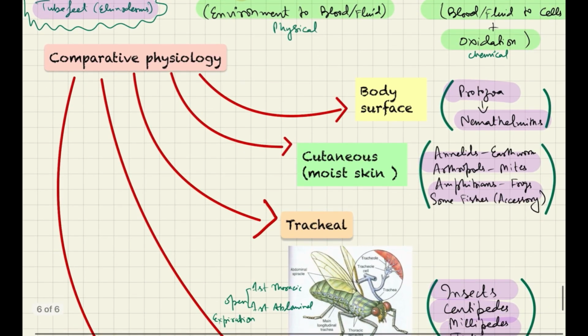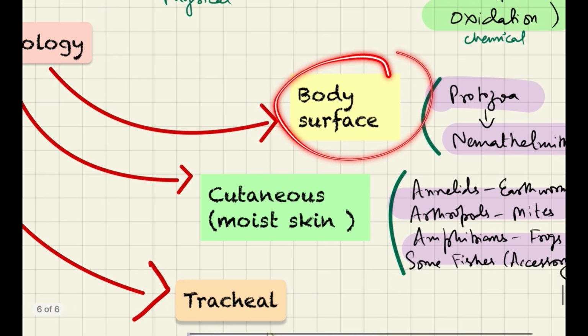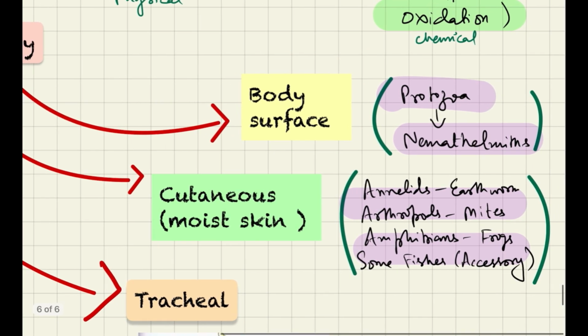Now let's come to the main aspect of it, which is the comparative physiology of respiration. The various organisms are using different mechanisms for respiration, which we are going to deal with. First is through the body surface. It happens in protozoa and till nemathelminths. The same thing operates. Here, the liquid medium is not needed. Just through the body surface, oxygen dissolves into the body or into the cell.